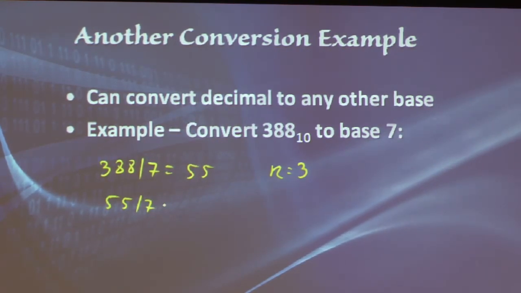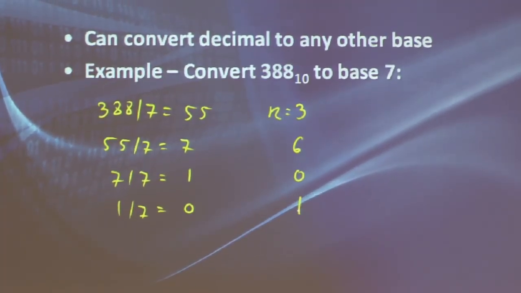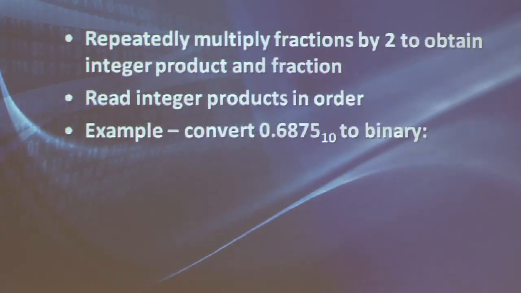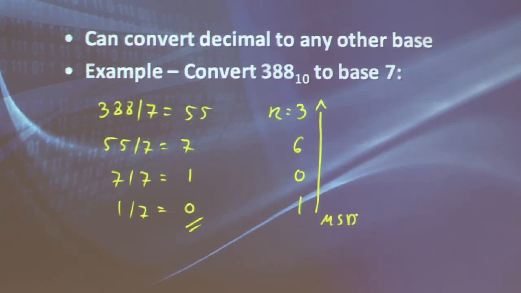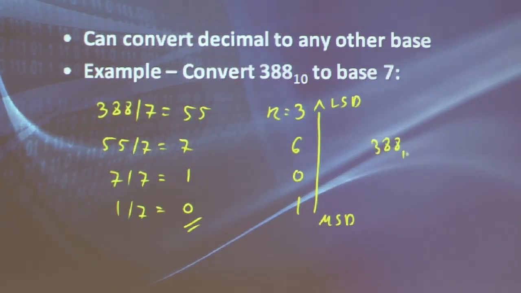And then, luckily I can continue from here. 55 divided by 7 is 7, and then remainder 6. And then 7 divided by 7 is 1, remainder 0. And then 1 divided by 7 is 0, remainder 1. Remember, we keep going until we hit the 0 here. Not a 1, but the 0. Same idea, we read it from the bottom up. The most significant digit rather than a bit, because it's a digit. And then I can say that 388 in base 10 is the same as 1063 in base 7.